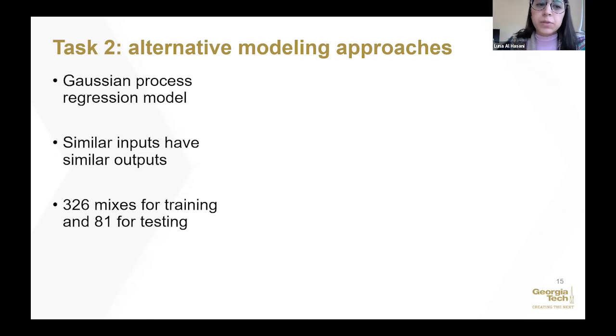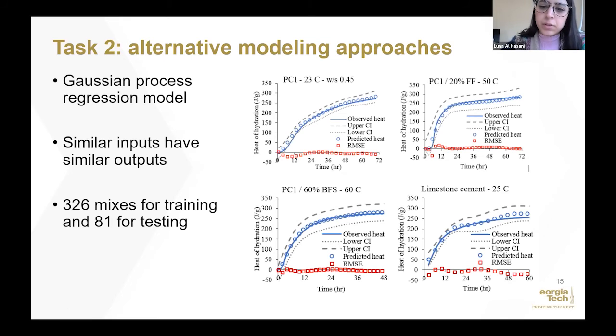For the modeling, I have used Gaussian process regression, which is a non-parametric machine learning methodology that assumes that similar inputs should have similar outputs. I have split the database into 80-20 training and testing sets. This means that 326 mixes would be used to build the model, and the remaining would be used to test it. And these are some of the results that I have got.